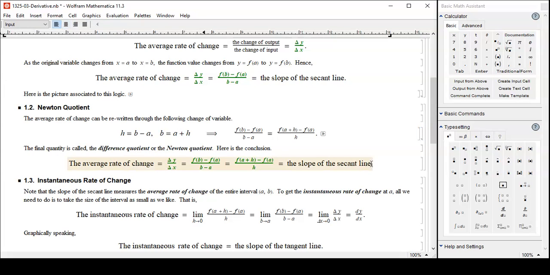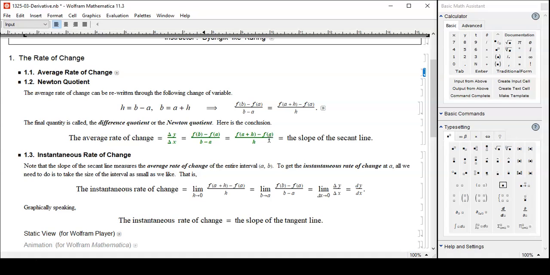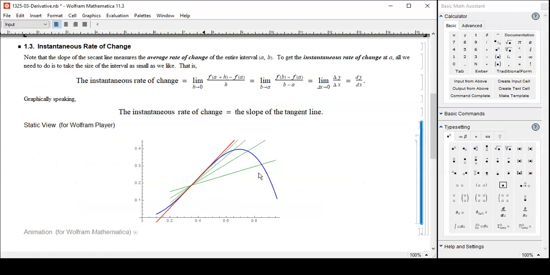And there's a conclusion. The average rate of change, delta y over delta x, f of b minus f of a over b minus a, or this difference quotient, f of a plus h minus f of a over h, and finally the slope of secant line, they all mean the same thing. And especially from this expression, upon taking the limit h going to 0, we get the instantaneous rate of change, which is actually the slope of tangent line. See, this convergence.